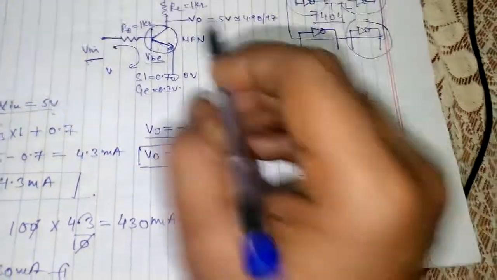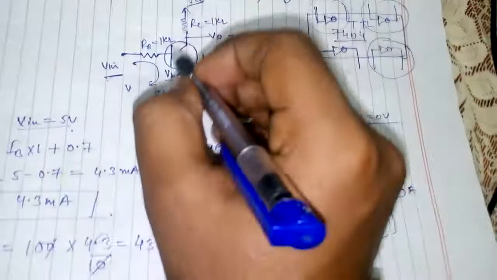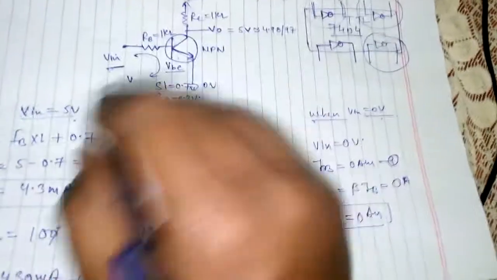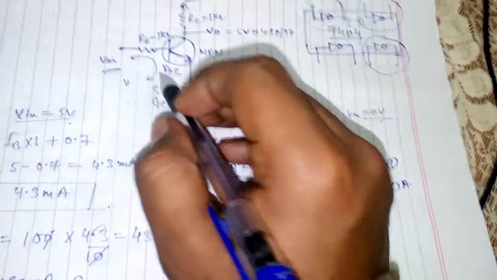Okay guys, we have studied what happens when the input is high and what happens when the input is low. Here is a circuit which inverts the input according to the requirement.